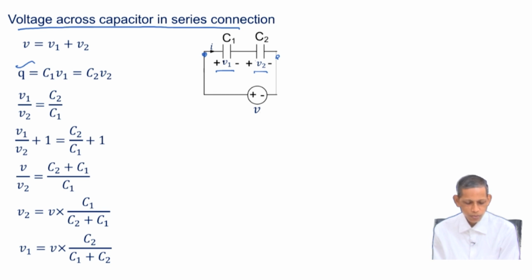From this relation, V1 upon V2 equals C2 upon C1, and if we add 1 to both sides, this becomes V1 plus V2 upon V2 equals C2 plus C1 upon C1, and V1 plus V2 is nothing but V.